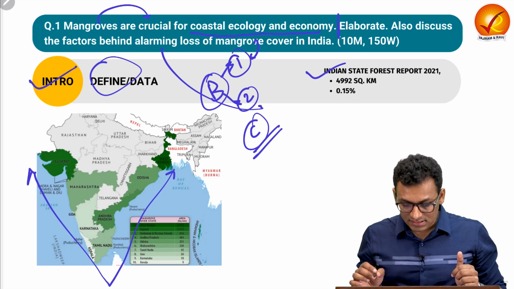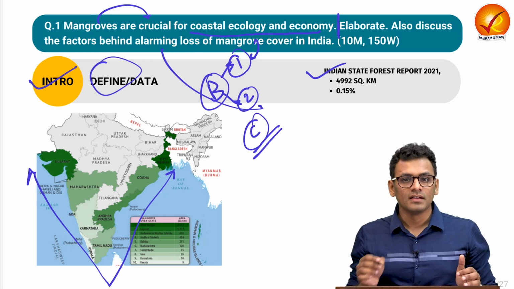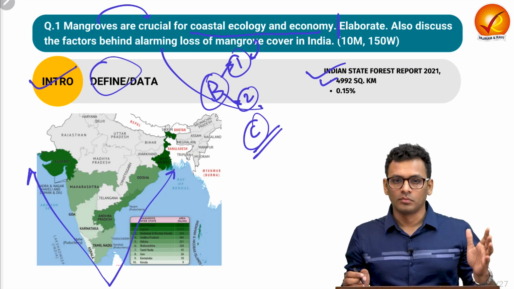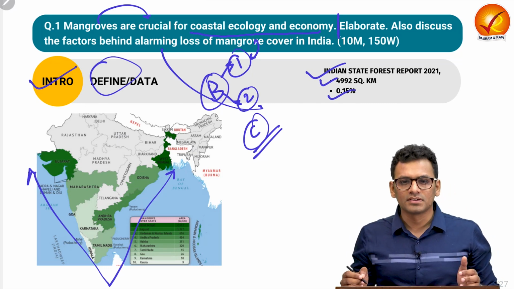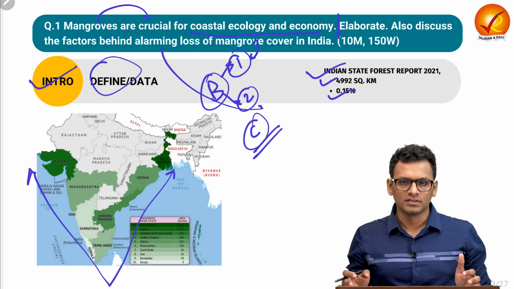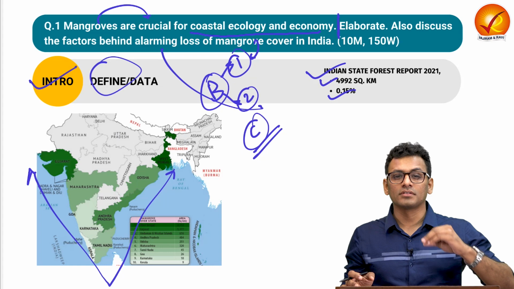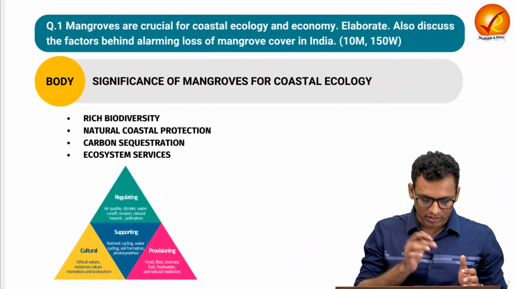As per the Indian State Forest Report 2021, we have witnessed that the mangrove cover is almost 5,000 square kilometer, which is 0.15% of the total geographical area of the nation. So these are the data points and definitional aspects that you can incorporate for the introduction. Let us move on to the body.